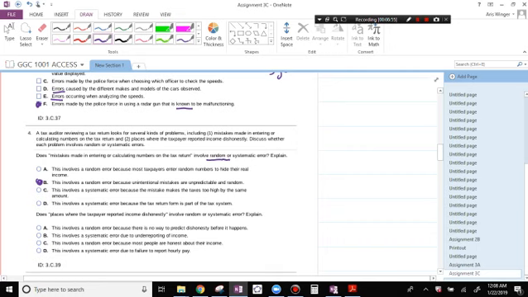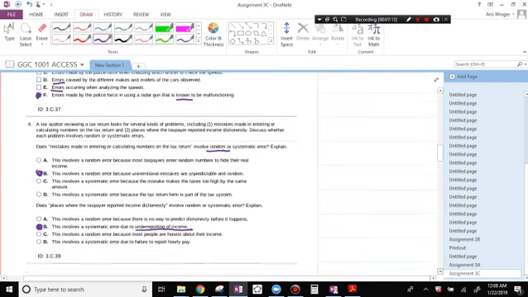Does places where the taxpayer reported income dishonestly involve random or systematic error? So this is a problem that's rampant throughout the system. This involves a systematic error due to underreporting of income, which is a problem with the system of tax returns.